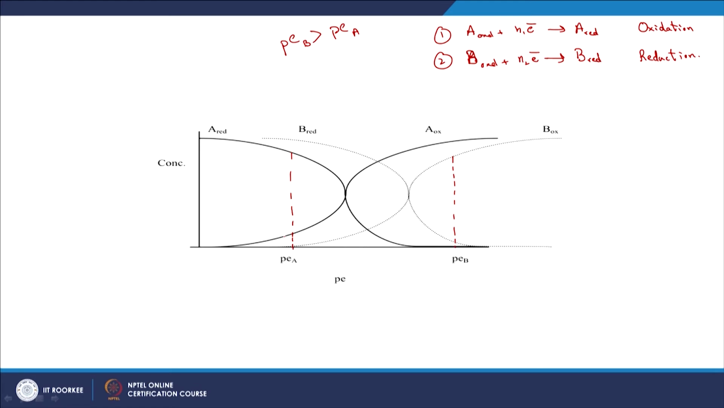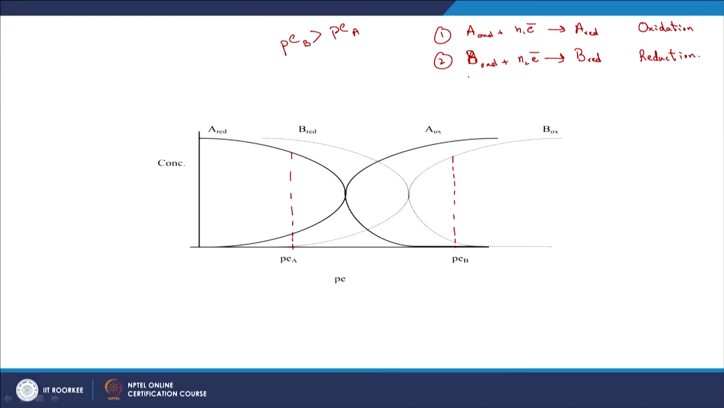And now let us consider this particular case. Obviously, when PE of B is considered as reduction itself, the case with respect to B, and the case with respect to A is considered as oxidation. So, let us say for B, let us work it out. If it goes as reduction, what is going to happen now? The B reduced form is going to increase, as in it is going to go in this direction, and the B oxidized form is going to decrease. So, it has to go in this direction.